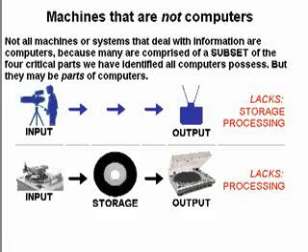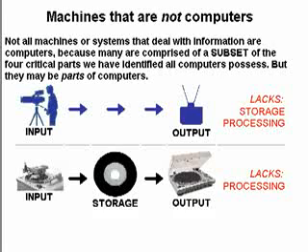Machines that are not computers. Not all machines or systems that deal with information are computers, because many are comprised of a subset of the 4 critical parts we have identified all computers possess. But they may be parts of computers. 2 examples follow. First, we see a television system consisting of an input device, the camera, and an output device, the receiver. But a television system is not a computer because it lacks both storage and processing.